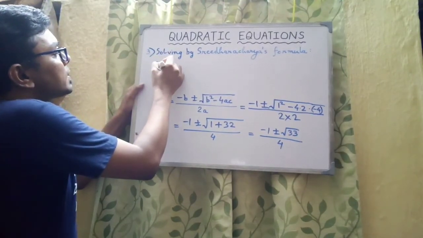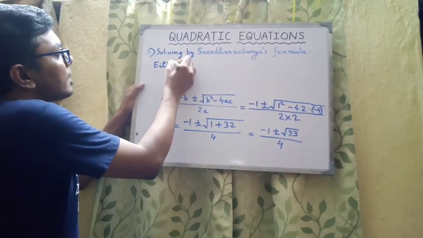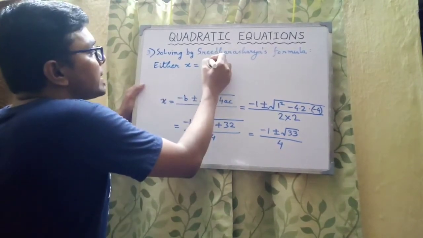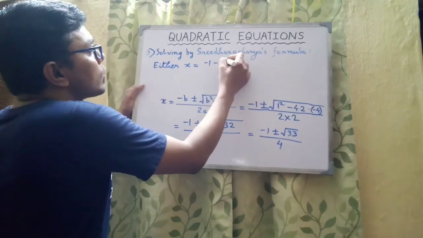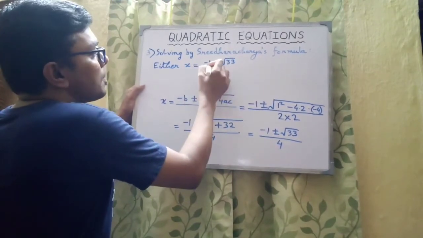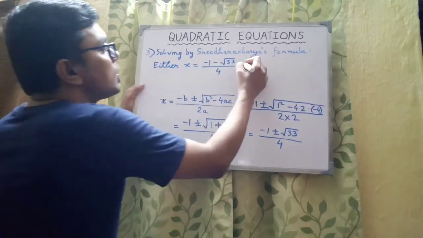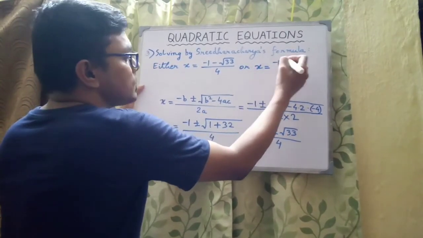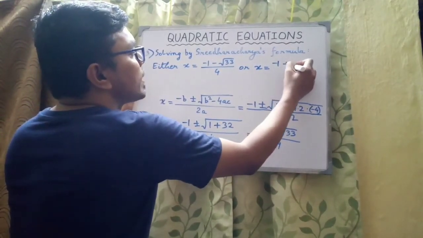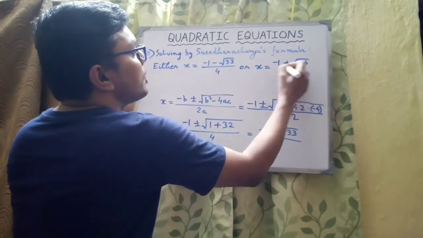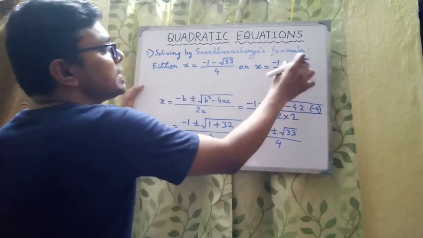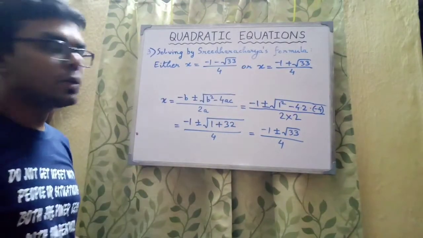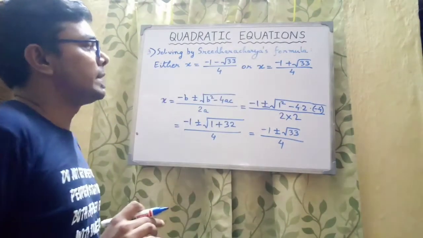Either x equals minus 1 minus square root of 33 by 4, or x equals minus 1 plus square root of 33 by 4. You could have written this term at first and this term later on. It would be the same thing. So these are the two values of x.